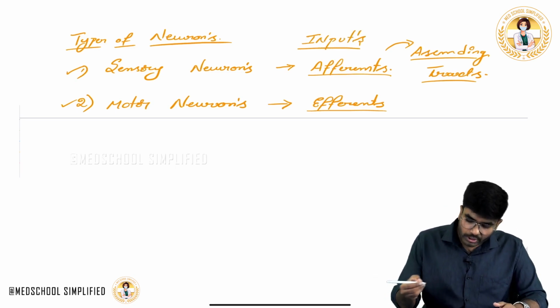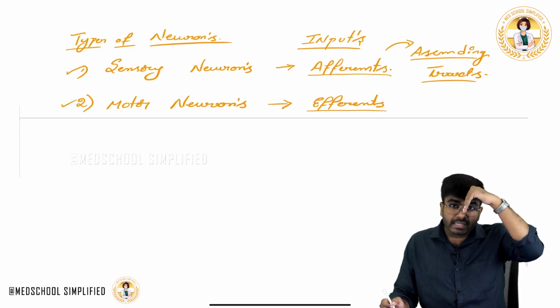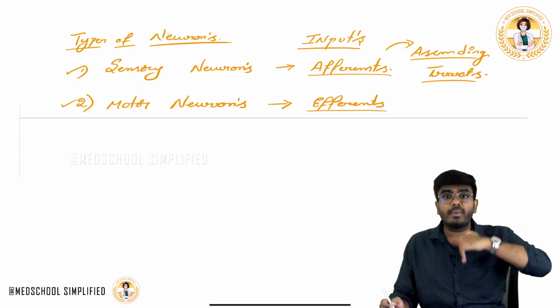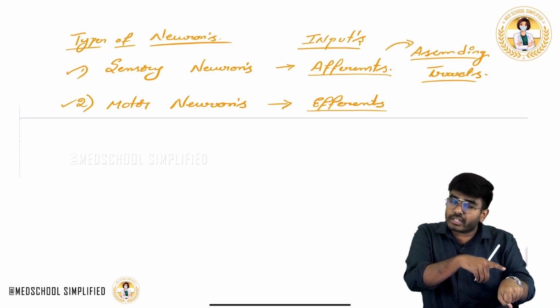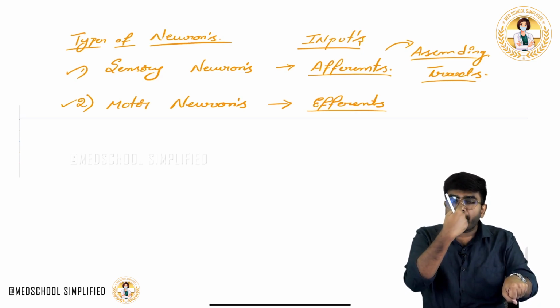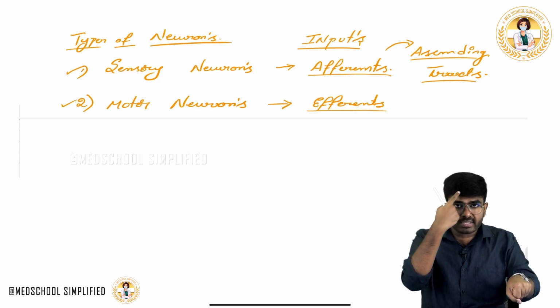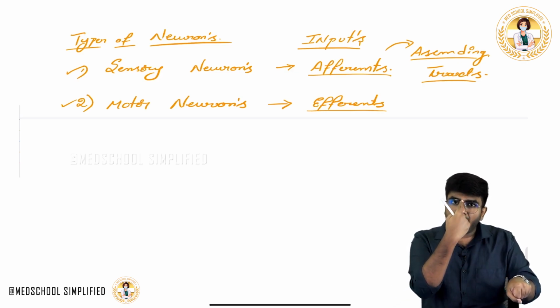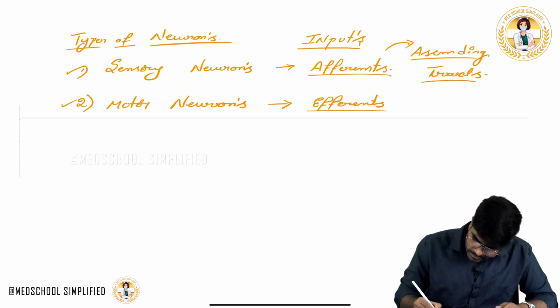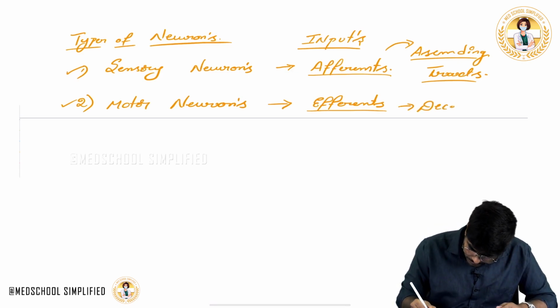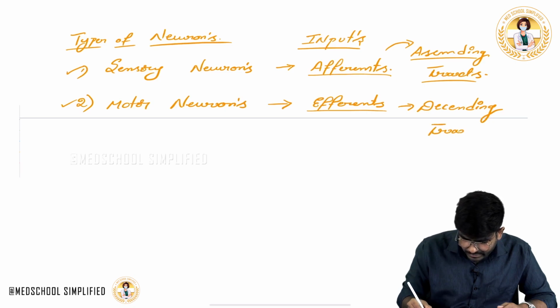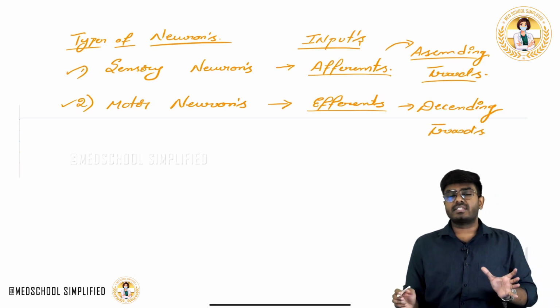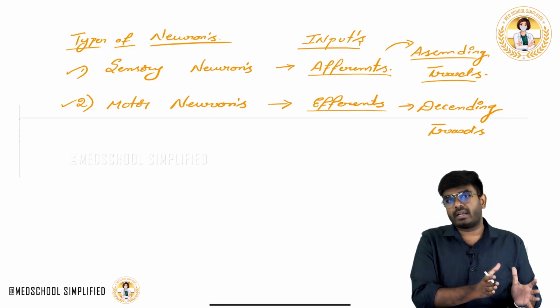And what about the motor neurons? Motor neurons will bring the command, will take the information to the effector site. So, they are coming down like this from the cortex and going to the effector site. So, they are descending tracts. Now, why are we discussing all this?